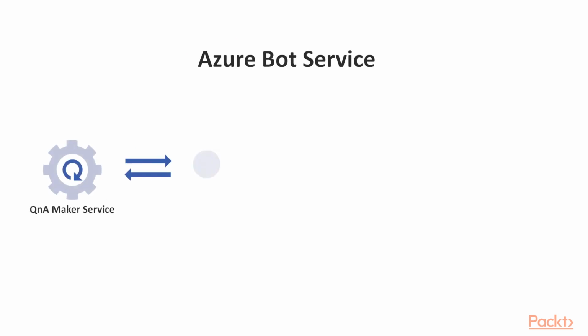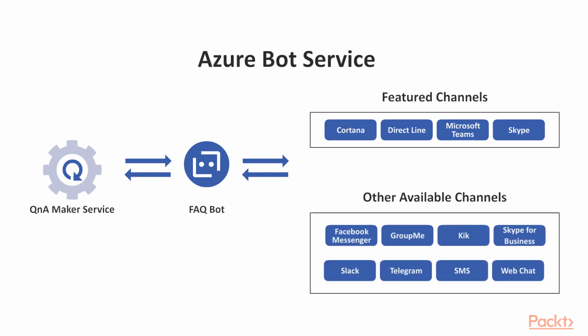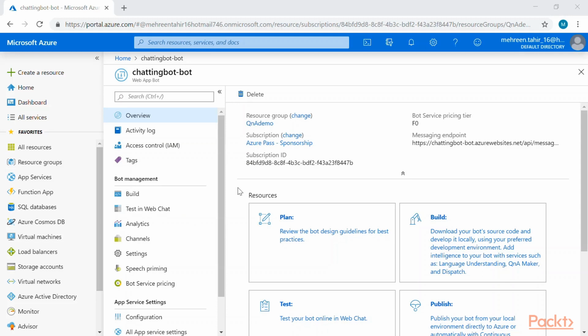Azure Bot Service supports various social channels to provide you a seamless experience. There are 4 featured channels: Cortana, Direct Line, Microsoft Teams, and Skype. The other available social channels include Facebook Messenger, GroupMe, Kik, Skype for Business, Slack, Telegram, SMS, and web chat. Besides these channels, Azure Bot Service allows you to connect the bot to your client application using Direct Line channel, enabling continuous integration to app.